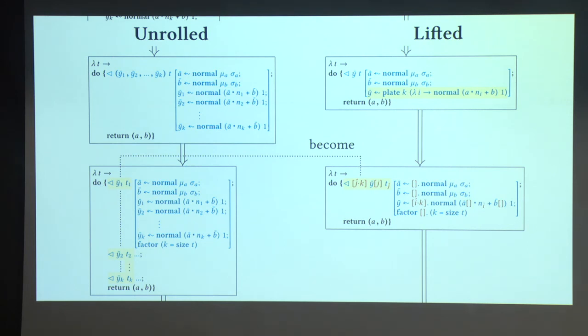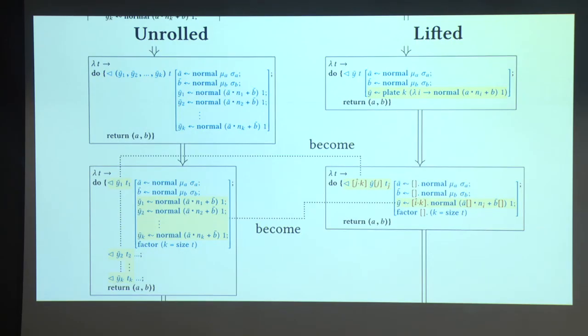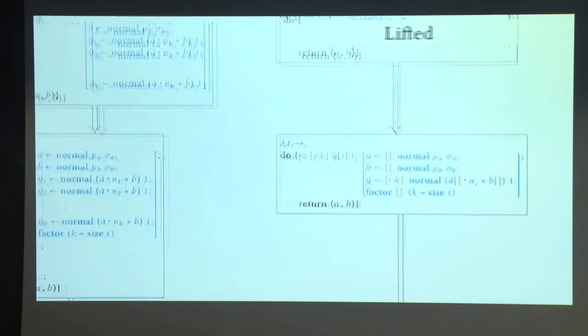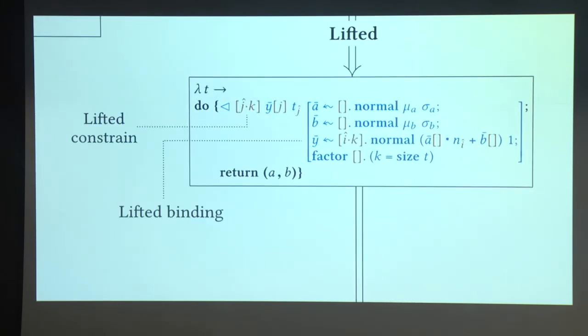But the result of that is that the k calls to constrain that would have happened in the unrolled approach become one parameterized call to constrain. Similarly, the k bindings on the heap also become one parameterized binding in the lifted approach. And when we do this parameterization, we call it lifting. And that's why the name lifted disintegration.